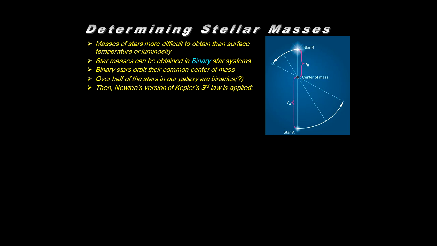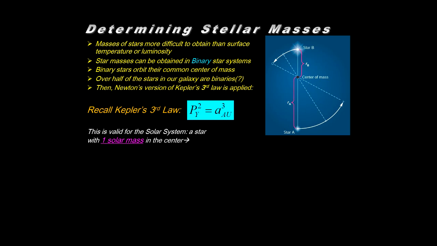Well, you can apply Newton's version of Kepler's third law to get specific information about this. Kepler's third law relates the period and the orbital radius of planets in particular, as we investigated it. So the period squared is equal to the orbital radius cubed, in years and astronomical units. So that's Kepler's third law. This is valid in our solar system with a one solar mass object in the center, based on the fact that we have our sun, which is one solar mass.